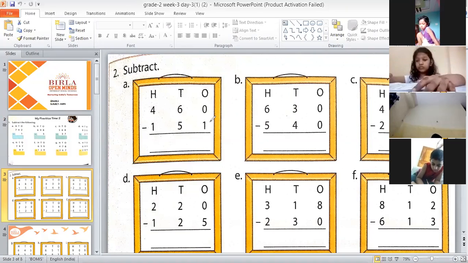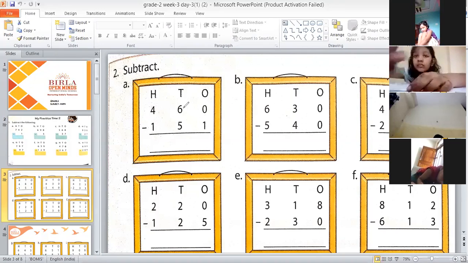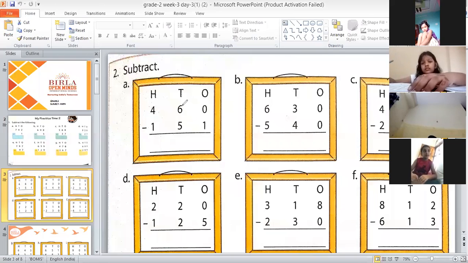Now see here, children. We cannot take away 1 from this 0 because 1 is greater than 0. So this is not possible. So we will take borrow from the number in tens place. So this 6 in tens place will become 5.